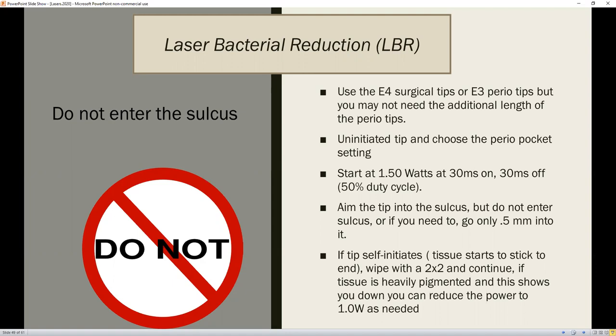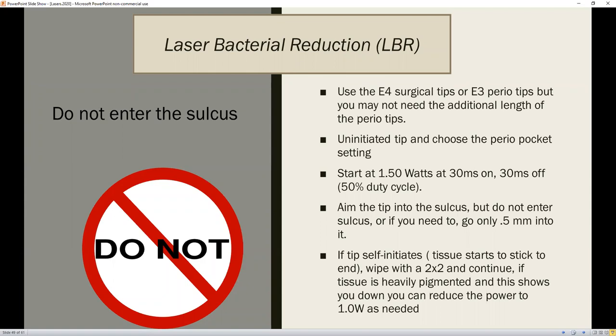There are gauges on there. You want to choose about 1.5 watts. You're going to use a pulsing or intermittent setting. And this will all make sense when you get into the lab setting. And you aim the tip into the sulcus, but you don't enter the sulcus. Or if you do, you only need to go about a half a millimeter into the sulcus.